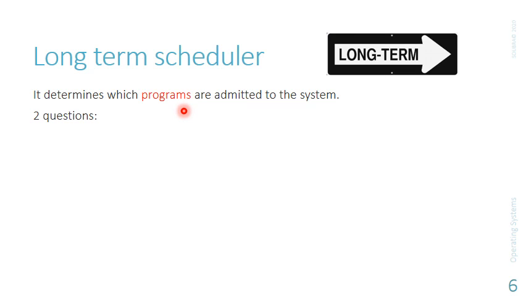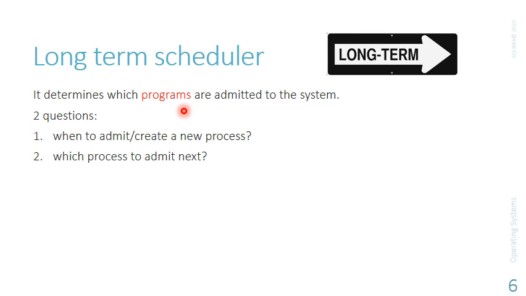Now, naturally, we'll have two questions. What would be those two questions? First off, well, when? So the time. When are we going to admit or create a new process? When to afford it, etc. And on what basis? So basically, if I have a bunch of programs that want to become processes, a bunch of programs requesting to become processes and be able to execute, well, which one of them should we admit?